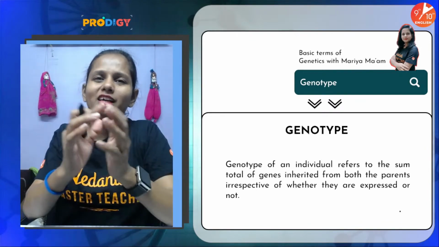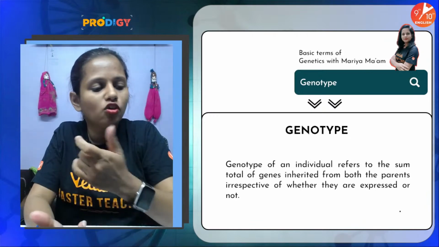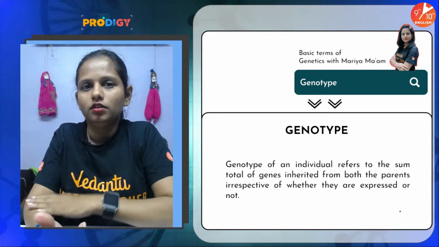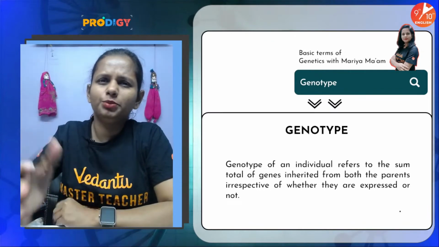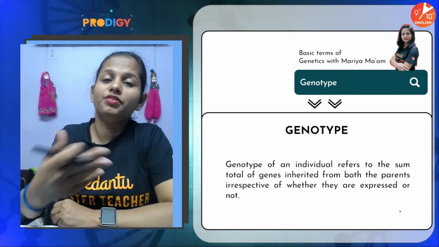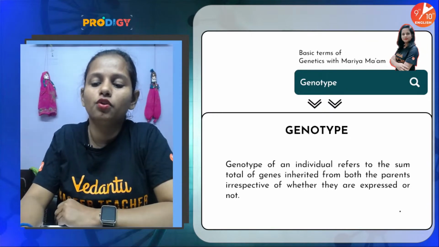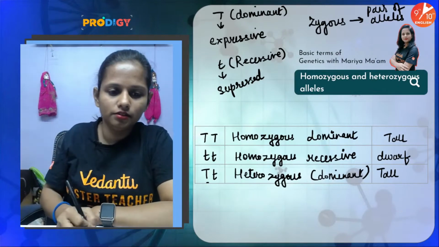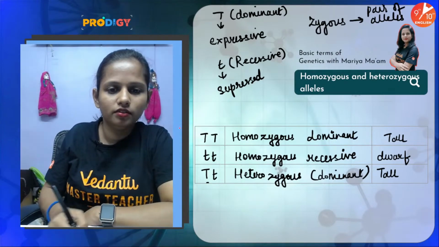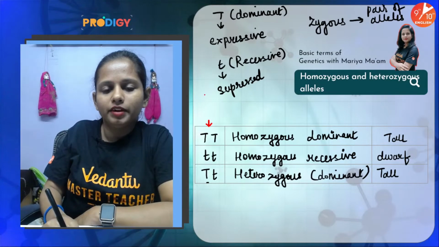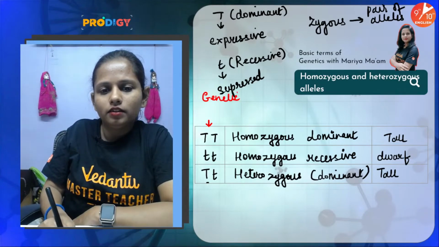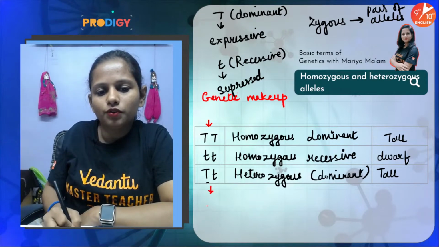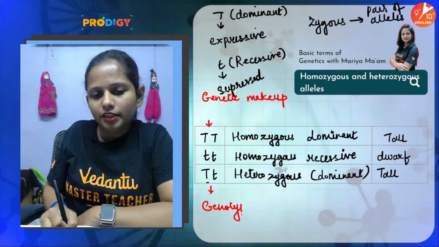Then guys comes genotype. So this is the genetic makeup of an individual, the genetic combination of an individual which we use to represent it. See, the genetic makeup or genetic composition is present within the organism. But the way we write it, the way we express it is what we call genotype. For example, if we go few slides back, here, if I mention, this is the genetic makeup. And this genetic makeup is what we call genotype.